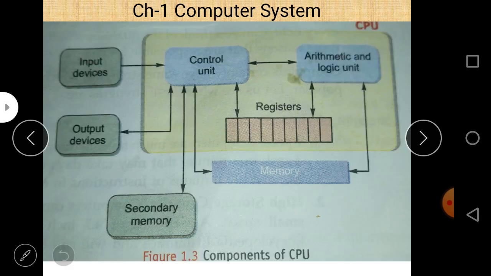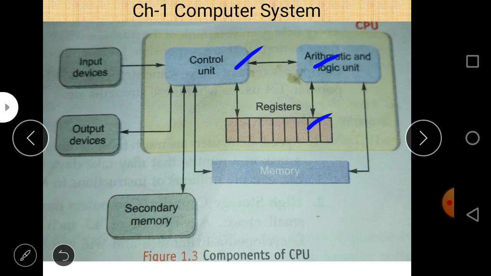As far as the CPU is concerned, the CPU basically has three important parts: control unit, arithmetic logical unit, and register. Whenever the block diagram of the CPU is asked in your examination, just draw this diagram and explain it. The control unit controls the entire operation within the CPU, and the arithmetic and logical unit performs arithmetic and logical operations.